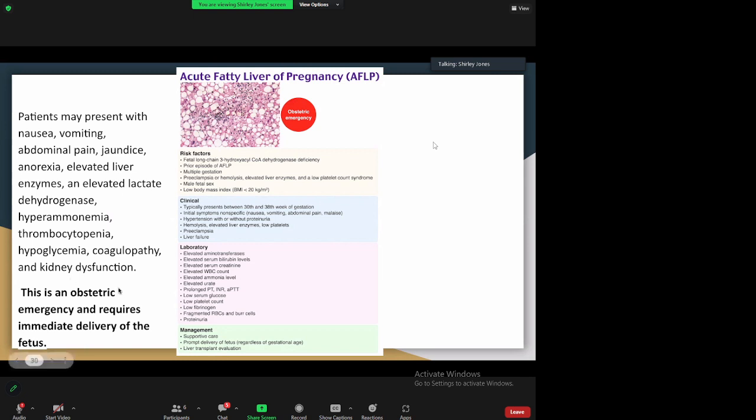This is an obstetric emergency and it requires immediate delivery of the fetus. And then they potentially need a liver transplant.